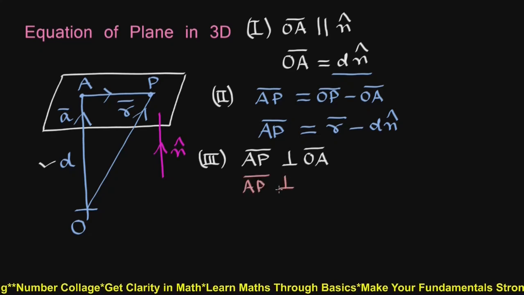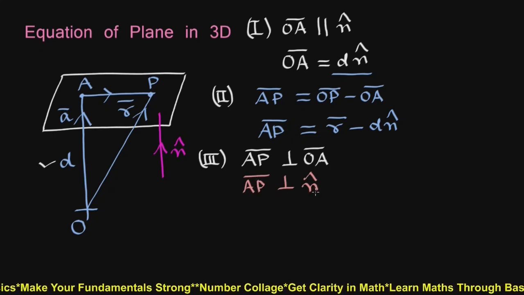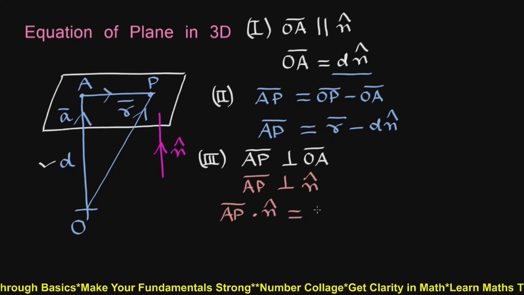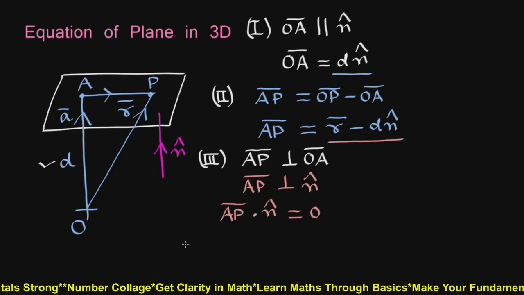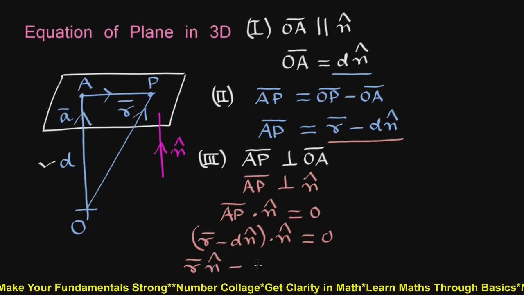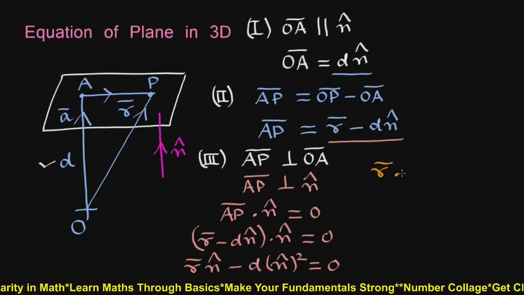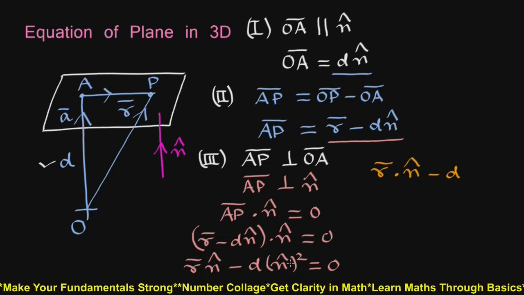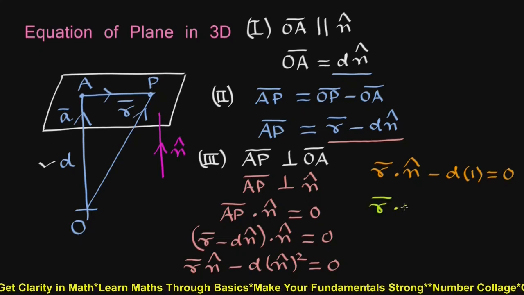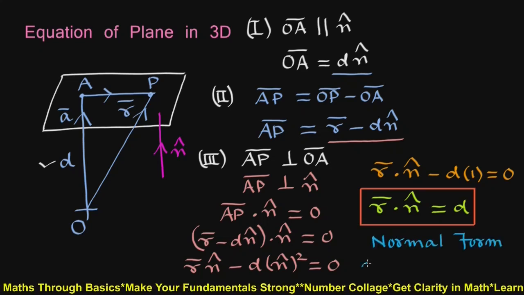Also AP bar is perpendicular to n cap, because AP bar lies in the plane and n cap is normal unit vector. So dot product of AP bar and n cap is 0. Now AP bar is (r bar minus d n cap) dot n cap equals 0. R bar dot n cap minus d n cap square is 0, which will be r bar dot n cap minus d equals 0, because n cap square, being square of a unit vector, will be 1. And that gives us r bar dot n cap equals d, which is normal form of vector equation.